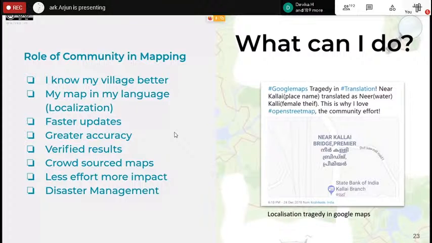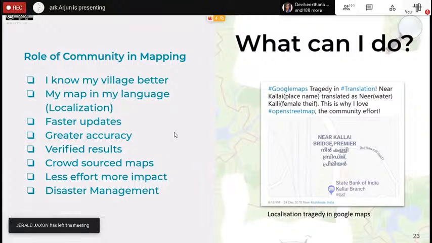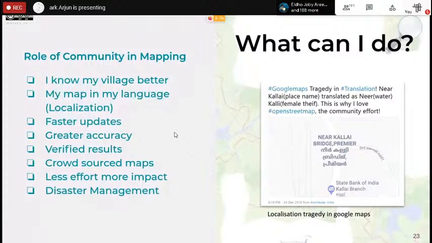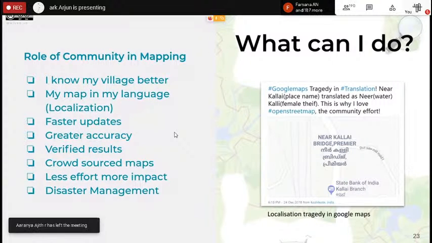I know my village, you know your village better than anyone else. You can map your village in your language. Google doesn't give this power to you, and no other company gives you the power to use the map, the areas which you know better. It's not someone from Silicon Valley who knows a village in India better. It's you, residing there, who knows the area better, isn't it?